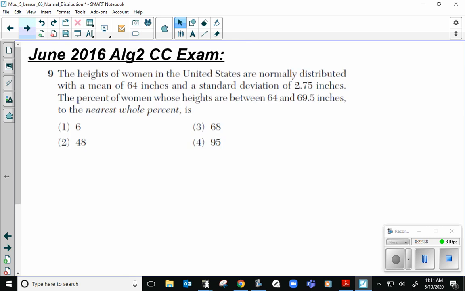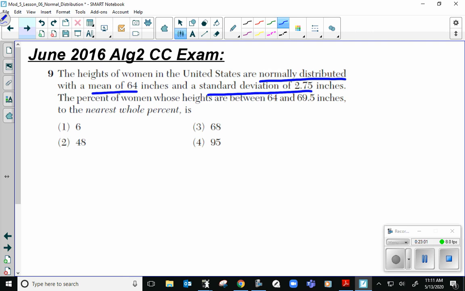All right, here we go. Ready? The heights. Now this is an actual exam question off of the June 2016 Algebra 2 Common Core exam. The heights of women in the United States are normally distributed. That means to me bell curve. I can use mean and standard deviation, with a mean of 64 and standard deviation of 2.75. The percent of women whose heights are between 64 and 69.5, to the nearest whole percent, is what?